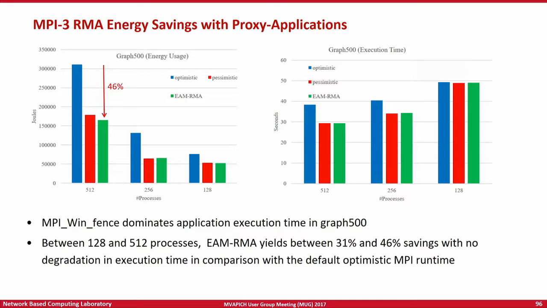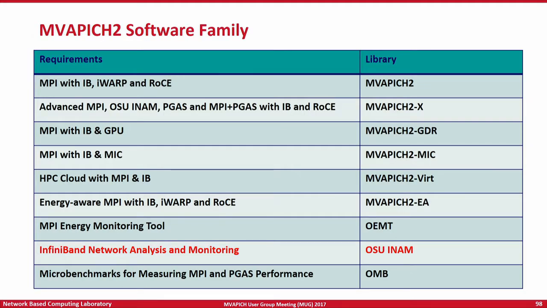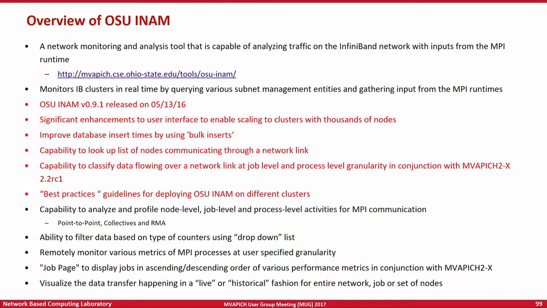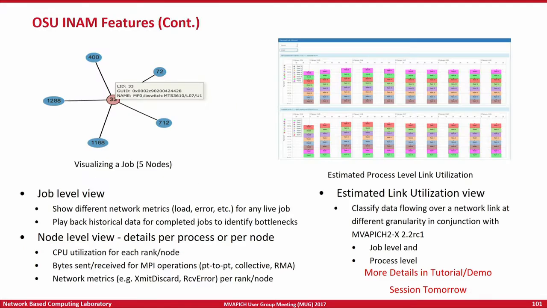Finally, we have what is called the INAM network analysis and monitoring tool, which allows you to analyze what is happening in the network and correlate network traffic with MPI and the job scheduler. It can tell you how much traffic is going on in a network, and of that traffic, what portion was contributed by a job, and within that, what portion was contributed by one process, and so on. So you can drill down deep into the performance being offered by various processes on the network. This allows you to correlate a lot of details of network traffic with how the MPI process is behaving on that network.